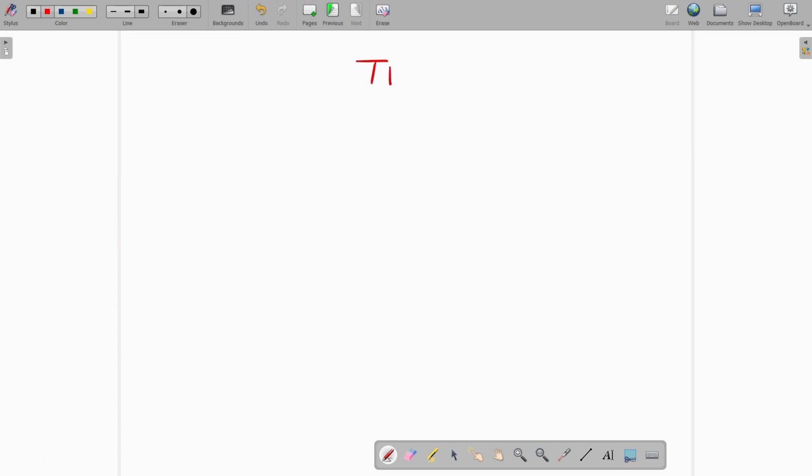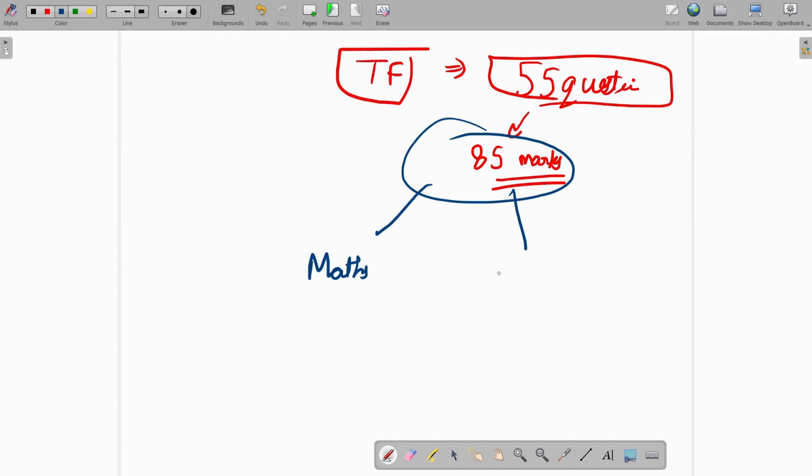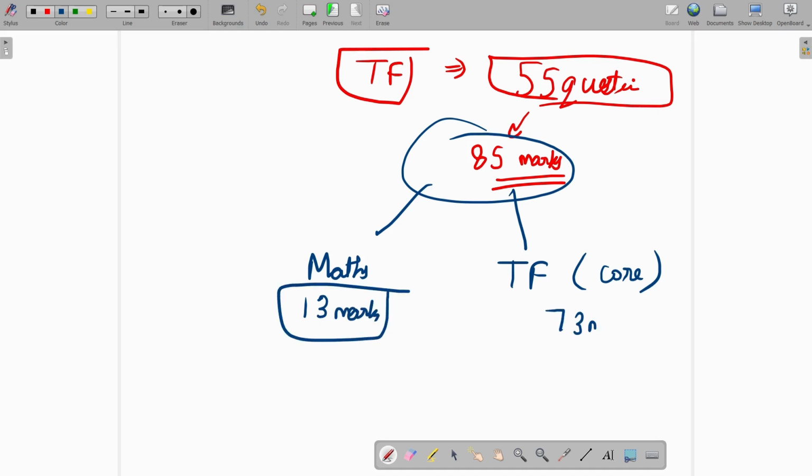And now talking about the TF segment. The TF segment comprises 55 questions, which means 85 marks. It comprises two parts: mathematics and the TF core segment. About 13 marks of questions come from mathematics, and about 73 marks of questions come from the TF segment, specifically textile subjects.